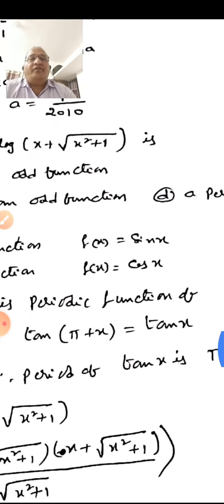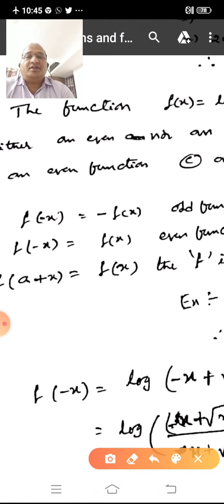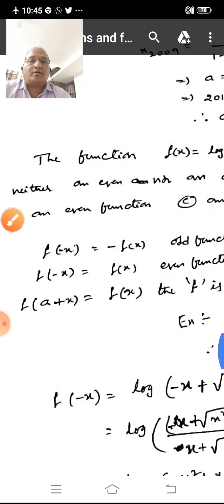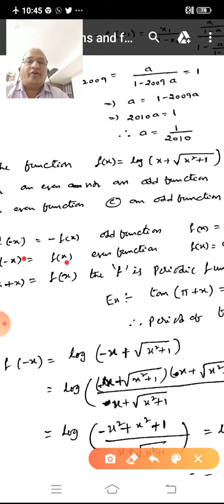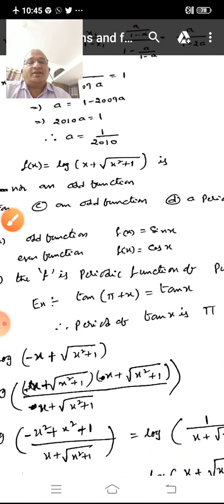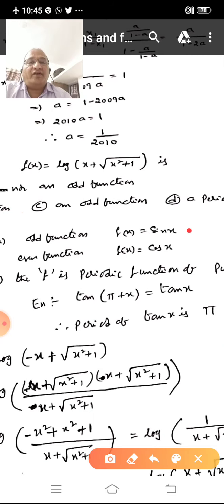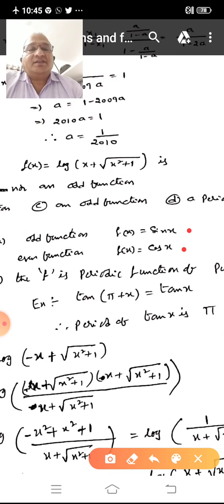I define once again what is meant by a function. If f of minus x is equal to minus f of x, then f is said to be an odd function. If f of minus x is equal to f of x, then f is an even function. For an odd function, f of x is equal to sin x, for example. For an even function, f of x is equal to cos x, for example. Because you know sin of minus x is minus sin x, cos of minus x is plus cos x.